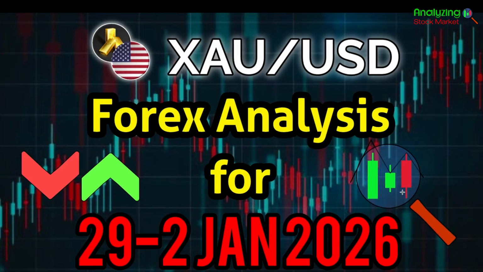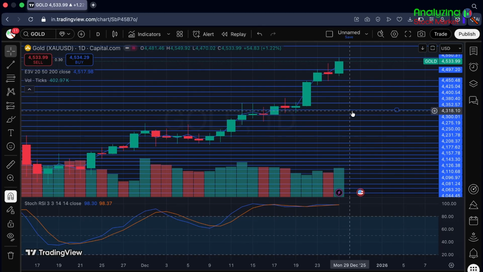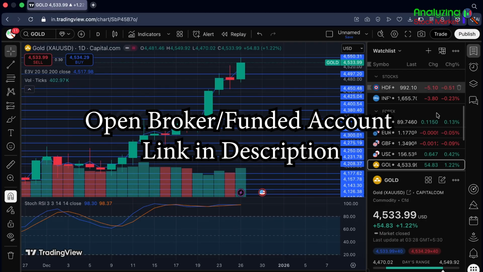So today we'll be talking about the XAU USD pair, that is the gold USD pair, and we'll do the forex analysis for 29th to 2nd January 2026. So let's go straight to our chart. Here I have already opened the chart. Currently let's talk about the closing for Friday. Here we can see on Friday a 1.22% positive move, and 4533.99 was the closing on Friday.